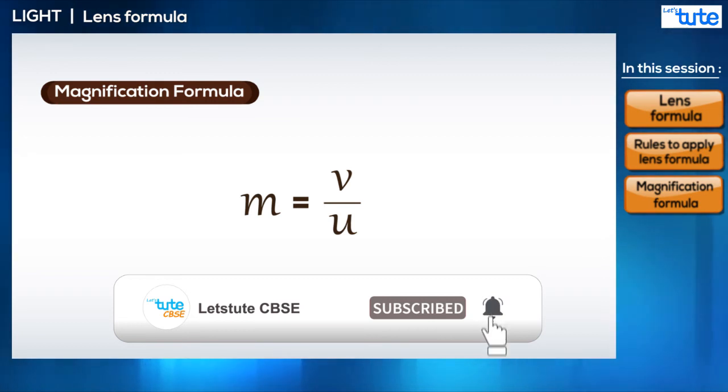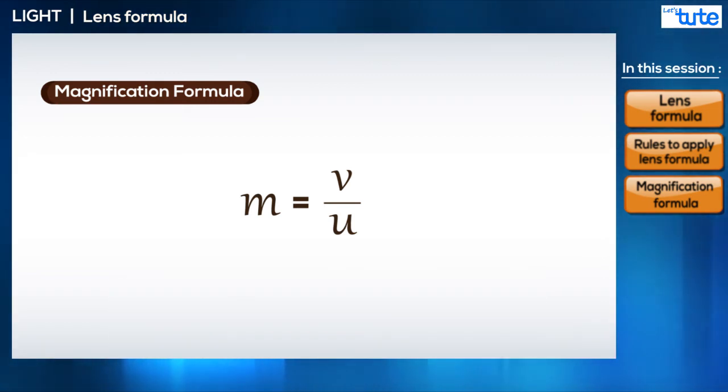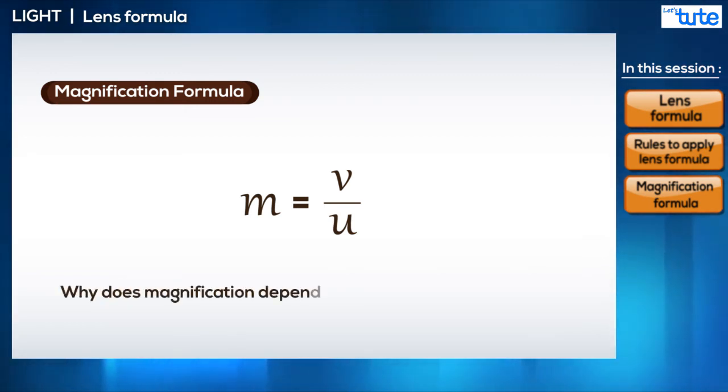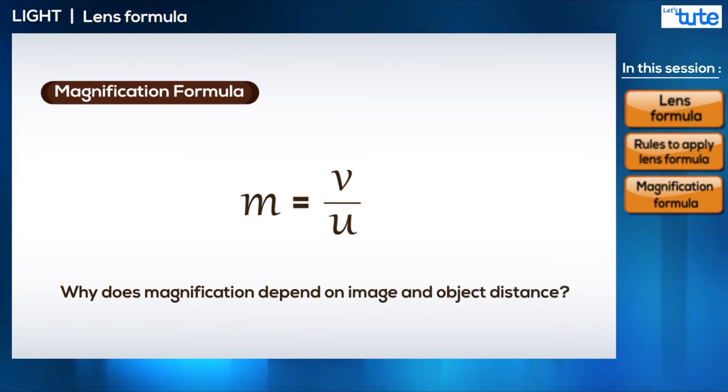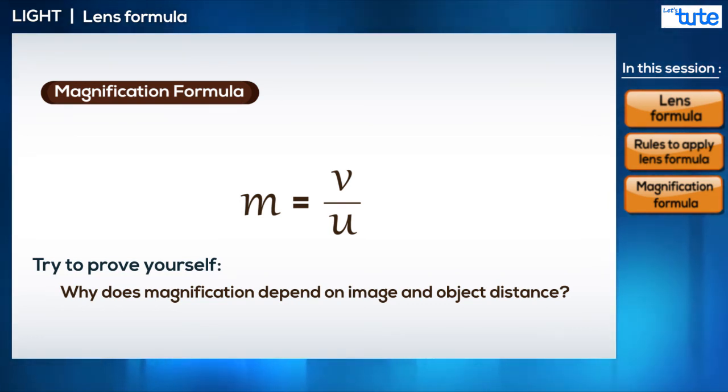On a different note, you may have realized that we are saying that the magnification of an image depends on the distances of the object and image. But why? There is a particularly interesting proof for it, which is why I ask you to try and do it by yourselves. If you want a hint, it will be given at the end of the video.